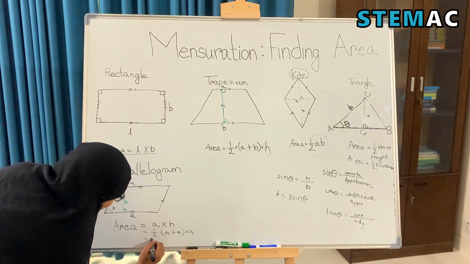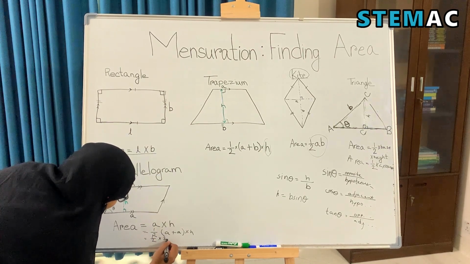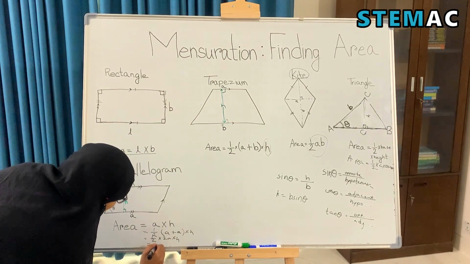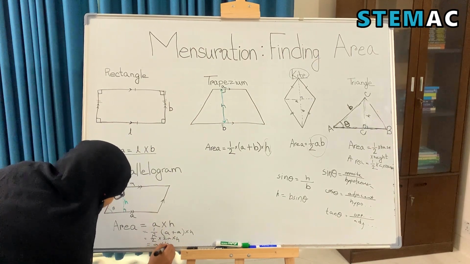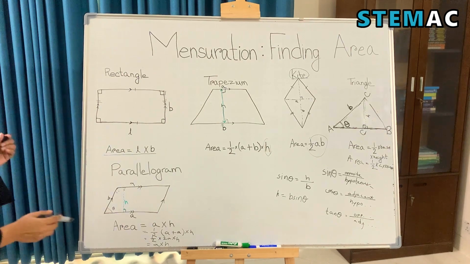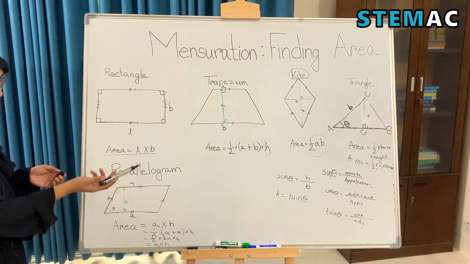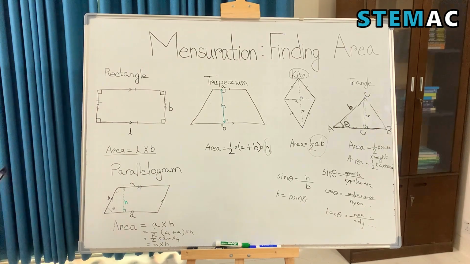That gives us half into 2A into h. That means A into h. So, that is why this formula also proves that a parallelogram is a trapezium.